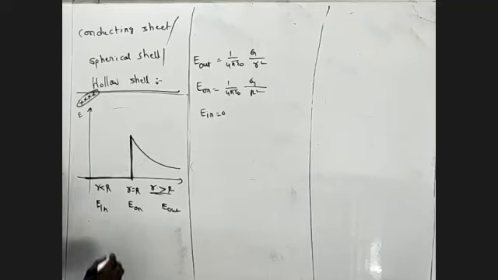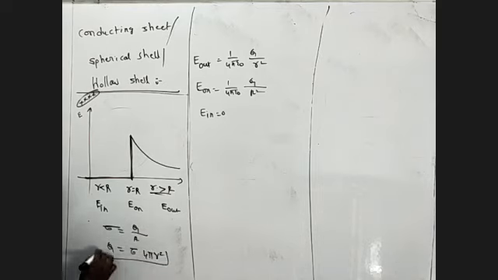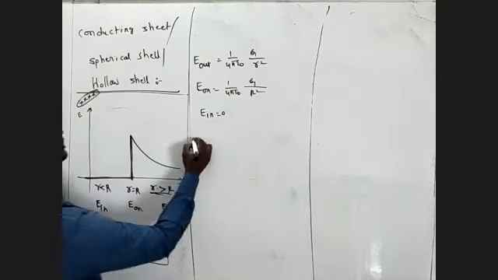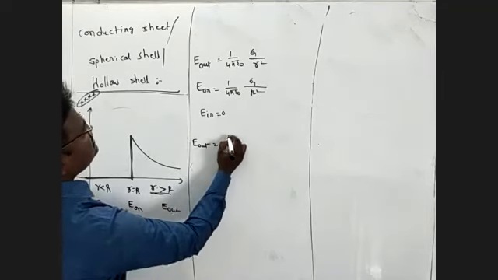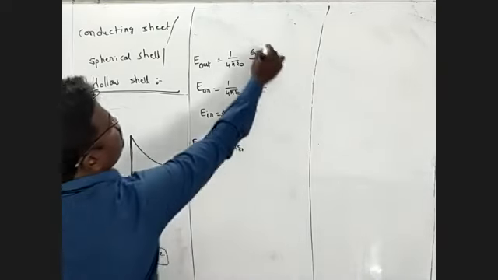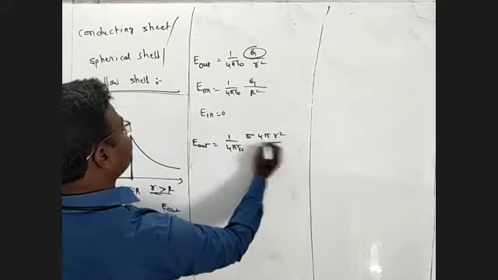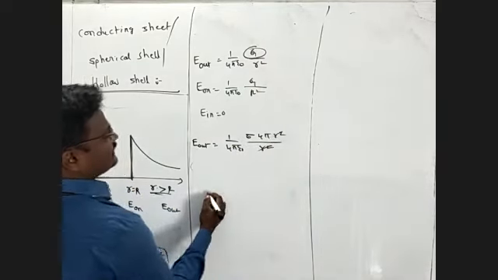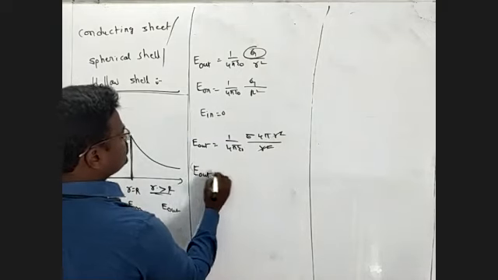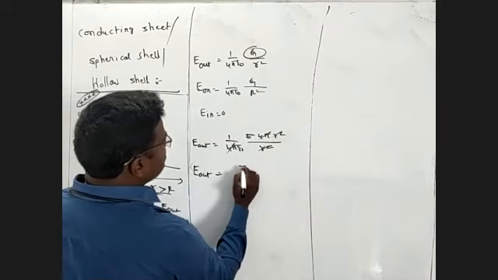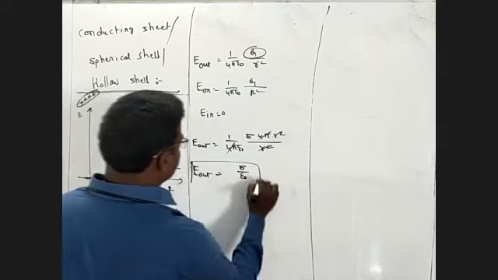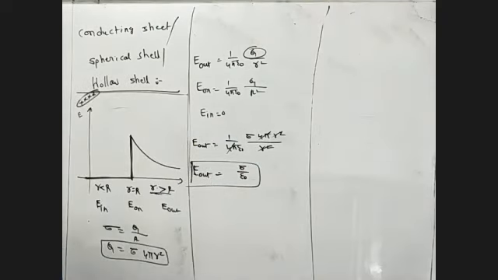Next, sigma is equal to Q by A. Spherical area means 4 pi R square. This is a formula. Now capital Q means E out. E out means 1 by 4 pi epsilon naught, Q means I'm going to write sigma 4 pi R square by R square. R square cancels, 4 pi cancel each other, and E out is equal to sigma by epsilon. That is E out.